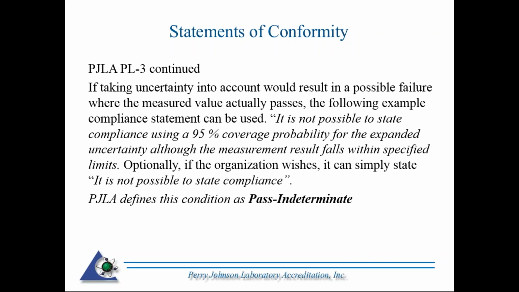So in those cases, if you take measurement uncertainty into account, it would result in a possible failure where the measured value actually passes, the following example compliance statement can be used. It is not possible to state compliance using a 95% coverage probability for the expanded uncertainty, although the measurement result falls within the specified limit. Optionally, if the organization wishes, it can simply state it is not possible to state compliance.